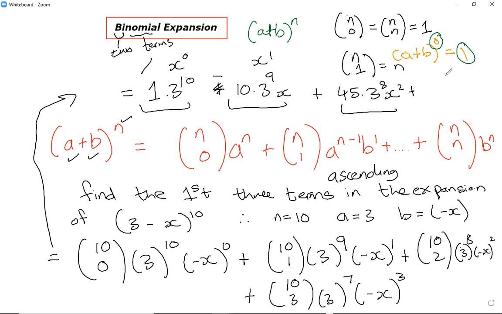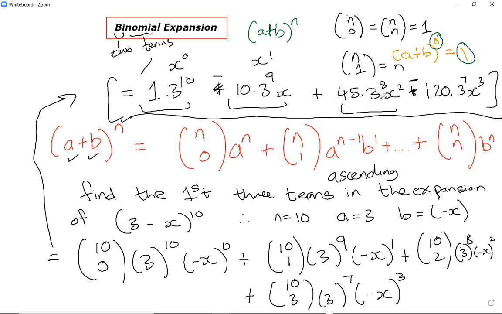Then we got 10C3 times 3 to the power of 7. So that's 120. The dot is basically times 3 to the power of 7. And that becomes negative x cubed. So that'll be x cubed, and that'll change into a negative. Obviously, that's a bit rough, but you could expand it. But that is the answer, and those are the coefficients that we can get for it.